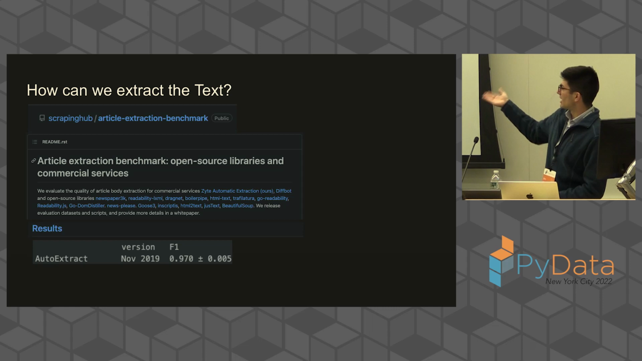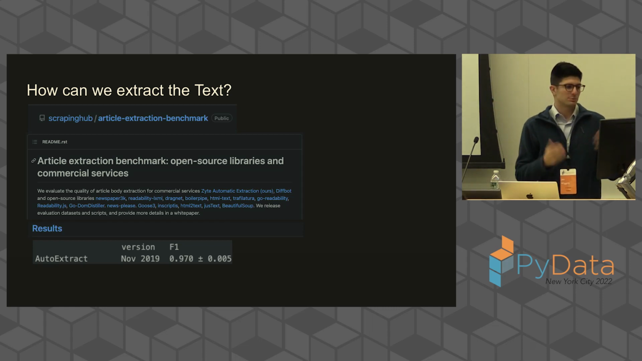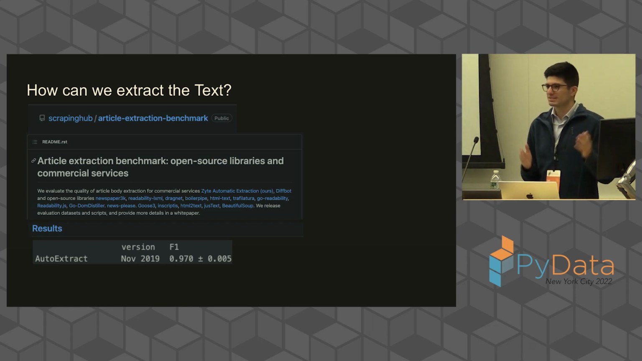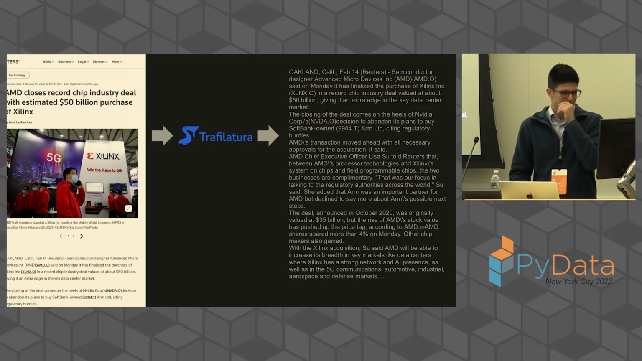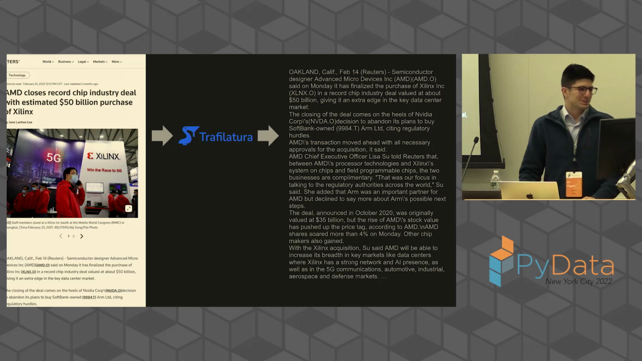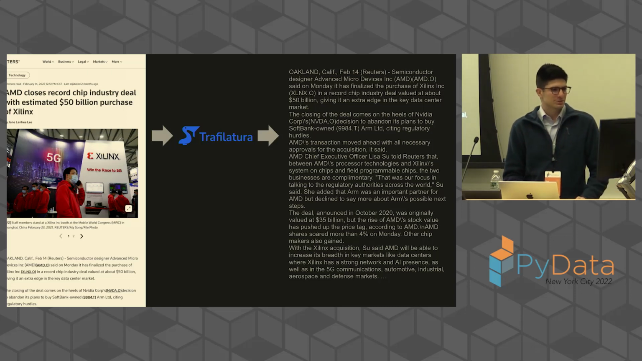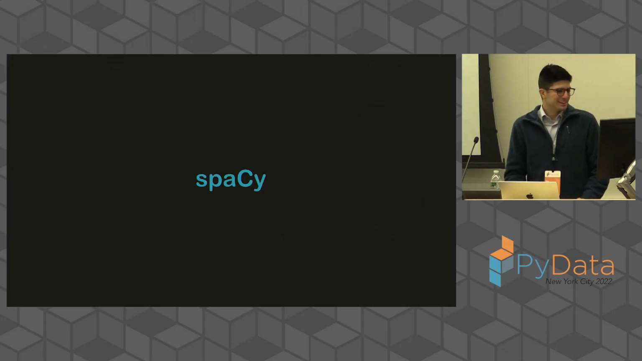This one is a software vendor who sells a software product called AutoExtract, and they published a benchmark comparing themselves to a bunch of open source solutions, and unsurprisingly, they found that their solution was the best. They also list a free and open source alternative that performs very similarly, so that's what we use. So thank you for that. If you give it the HTML of this Reuters article, it will spit out the text of the article. Nice.